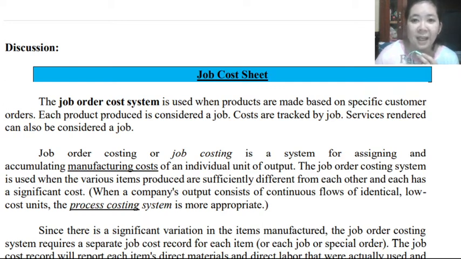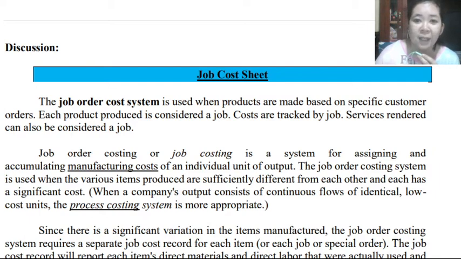So basically, in job costing, a product is made specifically for a customer's order. So there is no same product that may be produced for many customers. This is for a specified order. That is job order costing.